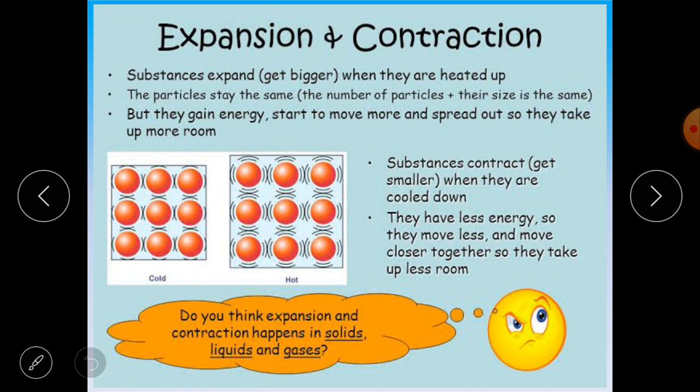Substances contract when they are cooled down. They have less energy, so they move less and move closer together, so they take up less room.